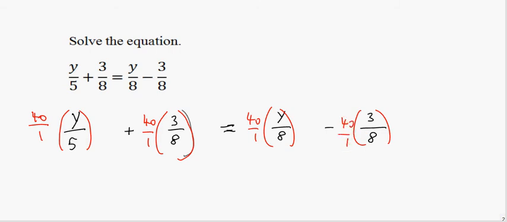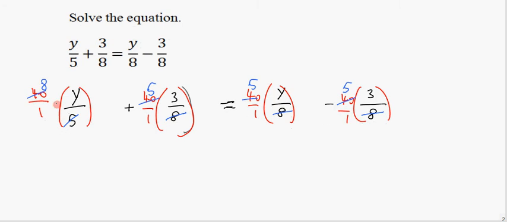And we did all that because we know that when we multiply by the least common denominator, the fractions will go away. How? Well, this is how. 5 goes into 40 8 times. So this turns into 8y. 8 goes into 40 5 times, so this just turns into 15. And on this side, 8 goes into 40 5 times. So there's a bunch of 8's there.